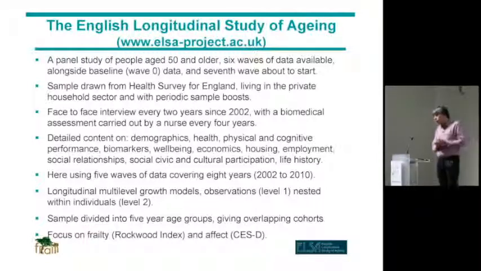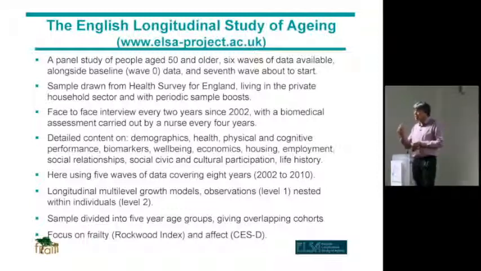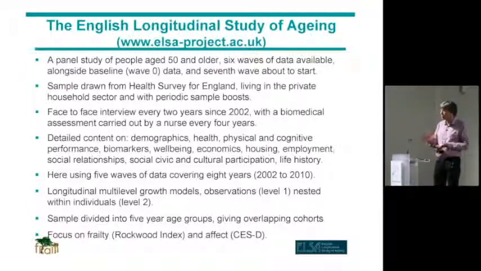Importantly, what I've got is a set of data that cover a period of 8 years, which means I can track changes in individual circumstances over time. And I'll be using that to show you some of the important class differences, but also important differences across different age cohorts.